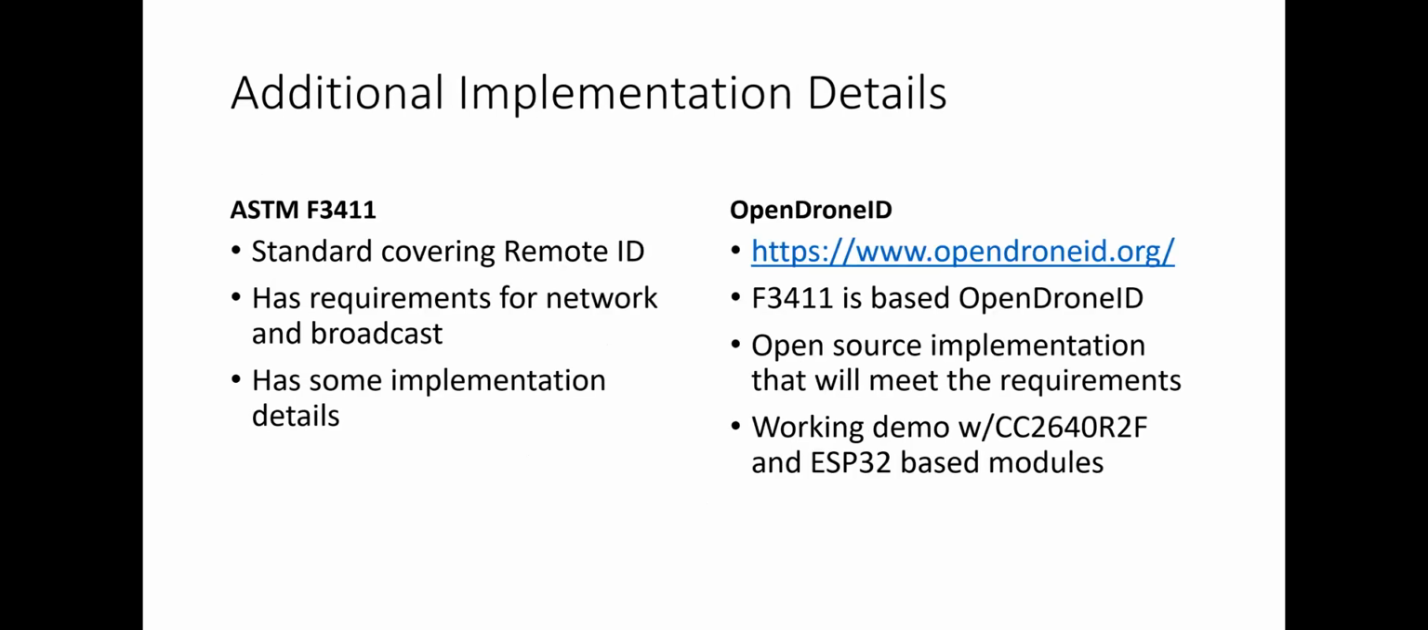So it's just a little bit more information on what OpenDroneID versus F3411 discuss. F3411 is the ASTM standard. It basically covers network and broadcast requirements, and it has a few implementation details, and also some details for how network systems would communicate with each other. Like if Google's system had to communicate with, say, Facebook's system, for example.